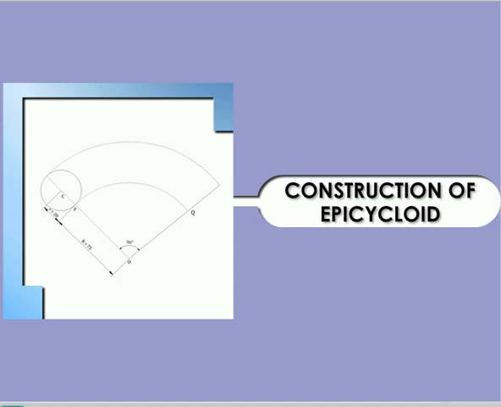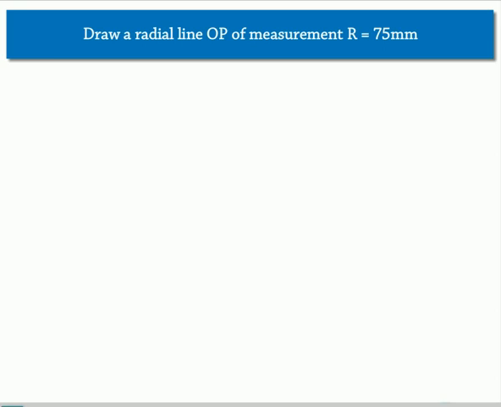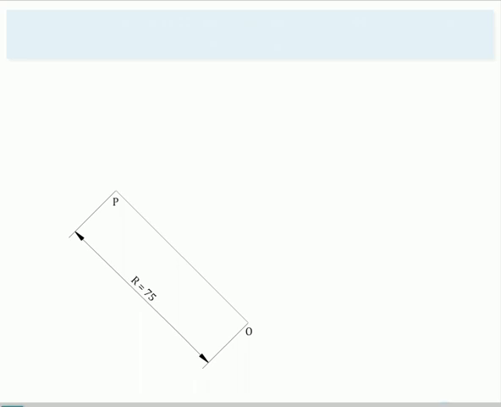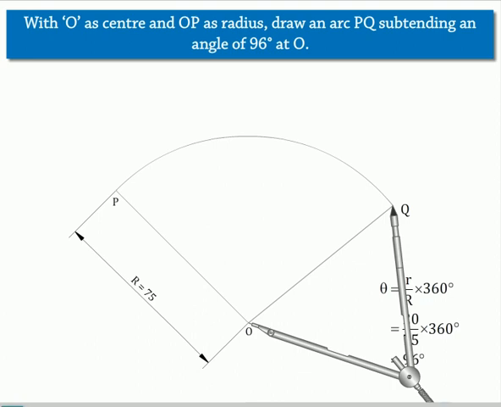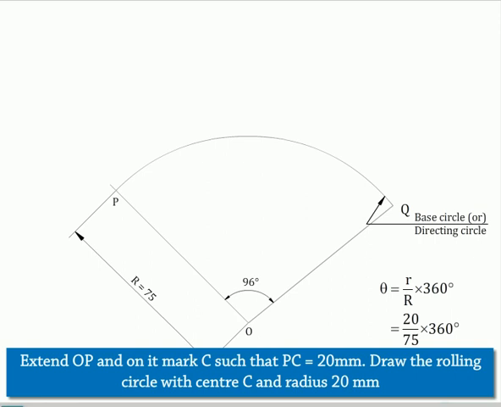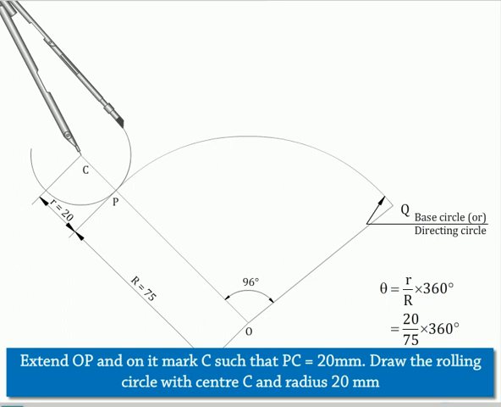Construction of epicycloid. Draw a radial line OP of measurement R equal to 75 mm. With O as center and OP as radius, draw an arc PQ subtending an angle of 96 degrees at O. Extend OP and on it mark C such that PC is equal to 20 mm. Draw the rolling circle with center C and radius 20 mm.